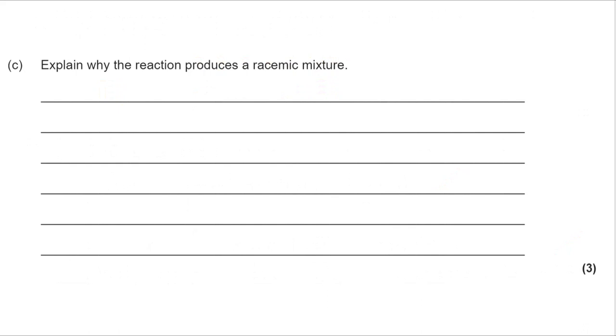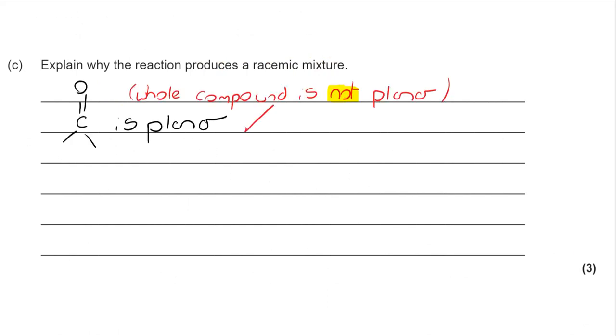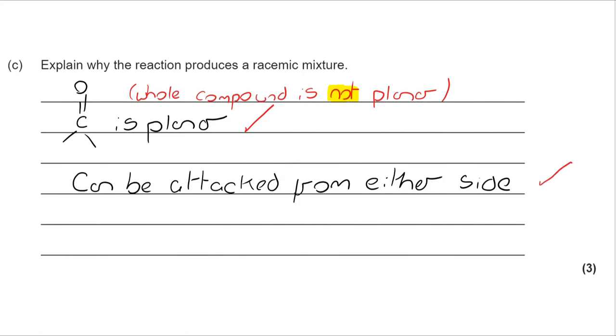Moving on to part C, about why this reaction produces a racemic mixture. Quite a common question. You are looking at the fact that the carbonyl group within your compound is planar. You've got to be really careful here not to say that it's a planar molecule. It isn't. There are bond angles that would show that there's tetrahedral components to it, for example. So we can only talk in terms of the carbonyl group. The rest of it is fairly standard. It's a relatively straightforward and common response. It can be attacked from either side, gets you the second mark, and the fact that that can happen with equal probability gets you the third mark.